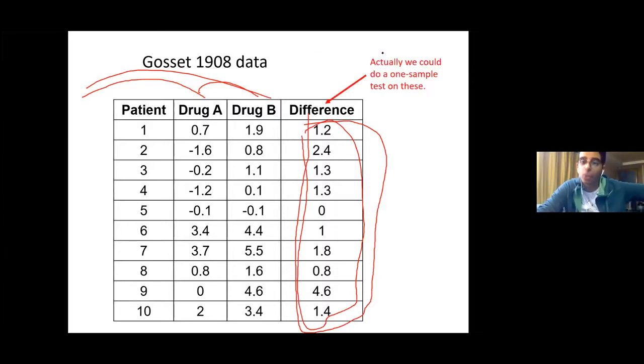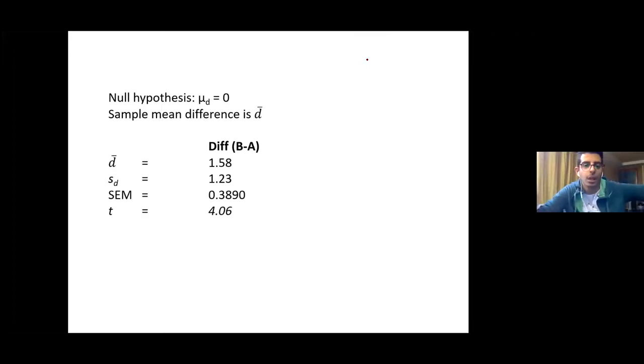So actually we can do a one sample dependent t-test on these, but the interpretation is different. The interpretation is no longer to the population, but rather to each other. So let's go to the interpretation.